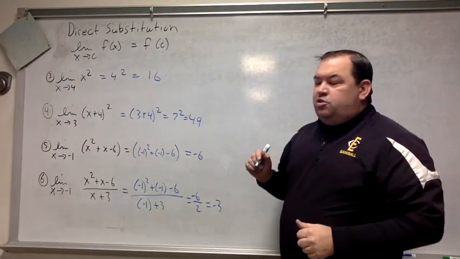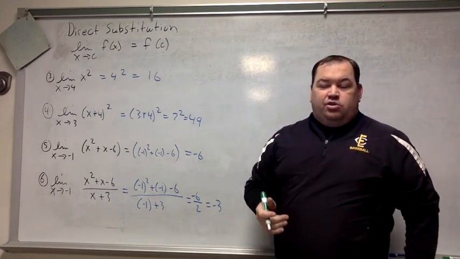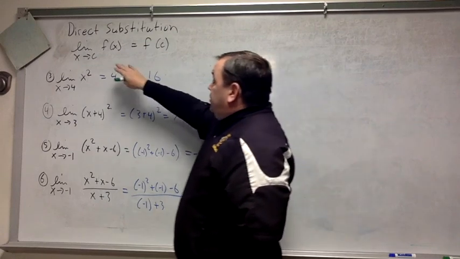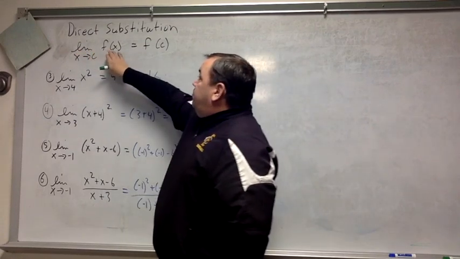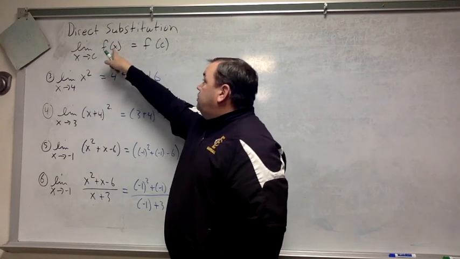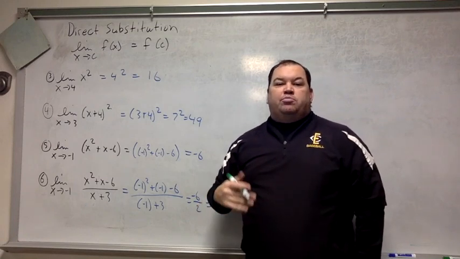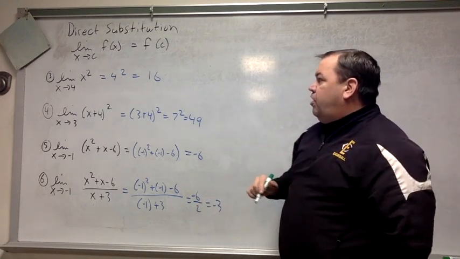Now, the last method we're going to talk about is direct substitution. Now, direct substitution tends to be the most convenient or easiest way to do some limits. Direct substitution says if I'm looking at the limit of a function as x approaches c, then I can just plug c into that function, which usually works, but not always, and we saw an example with the graphing.